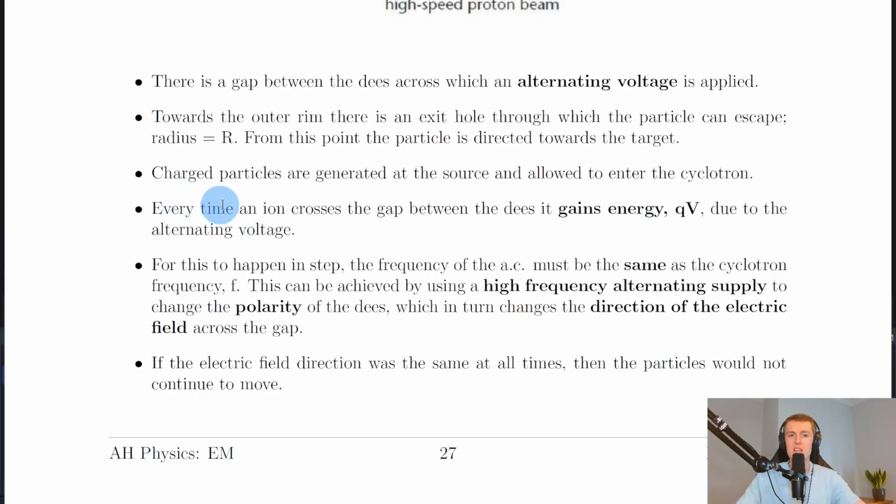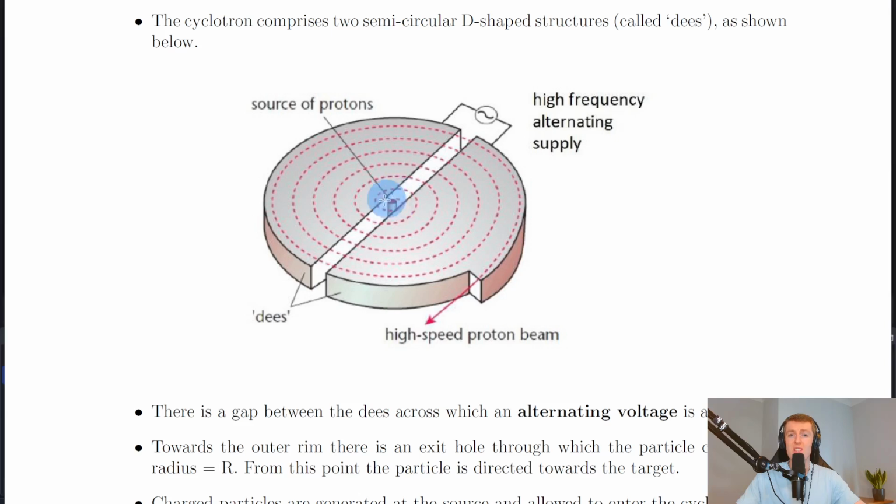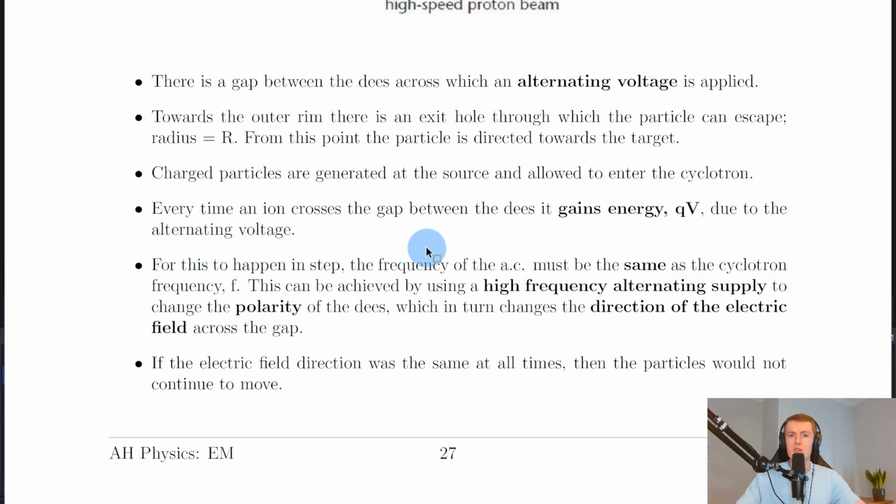It then goes on to say that charged particles are generated at the source and allowed to enter the cyclotron. So in this case it's protons which can go on and enter the cyclotron. It then says every time an ion crosses the gap between the Ds, it gains energy QV due to the alternating voltage. And that energy is work done energy, W equals QV.